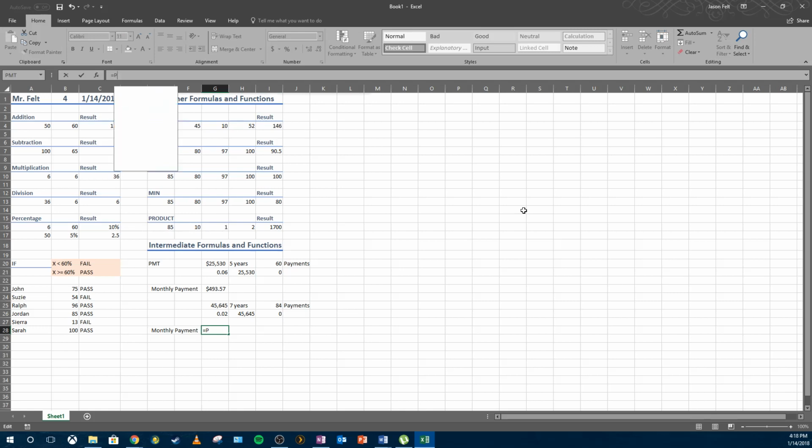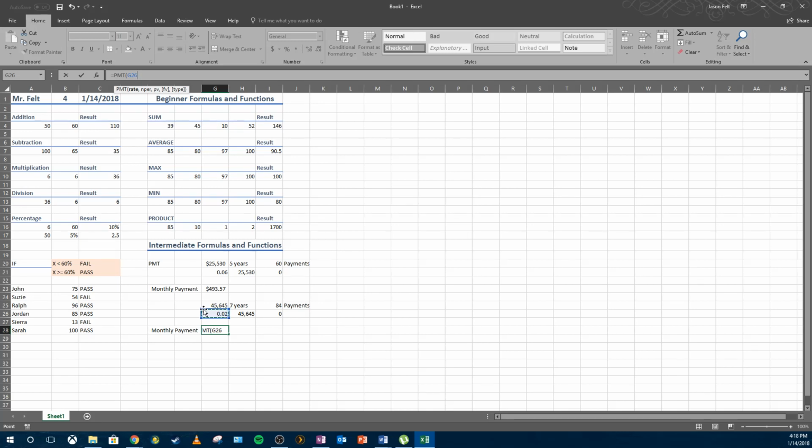So equal PMT, because that tells Excel we're starting a payment function. The rate is 0.02, but remember we have to change it because it's an APR rate, meaning that it's 2% over the entire year, not 2% every month. If it was 2% every month, that's about 24% throughout the year. That's a huge interest rate on a car. That's like a credit card interest rate.